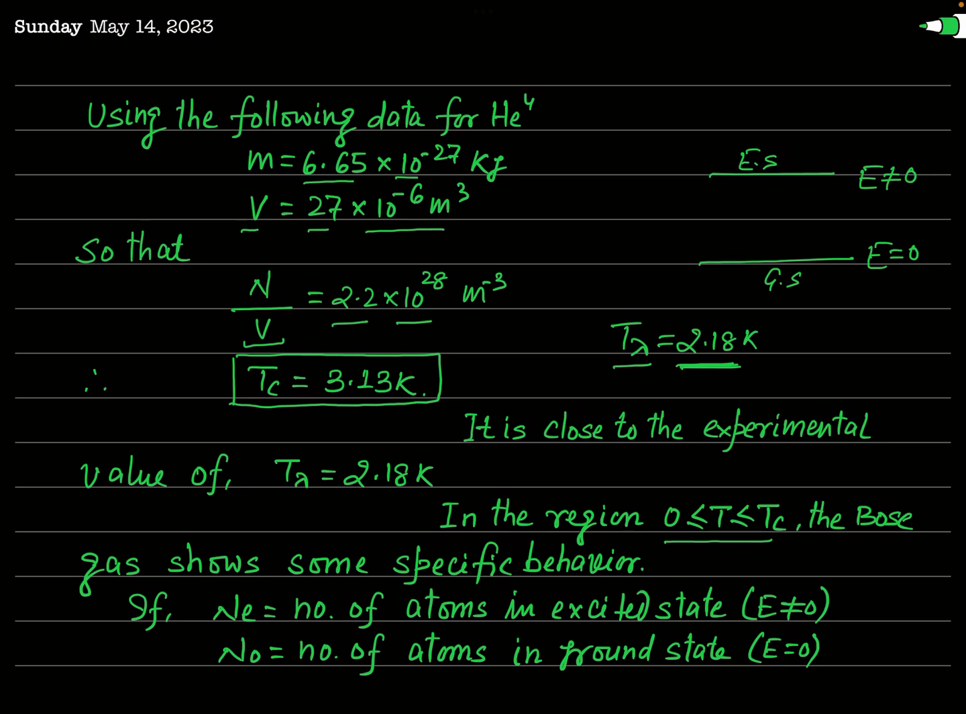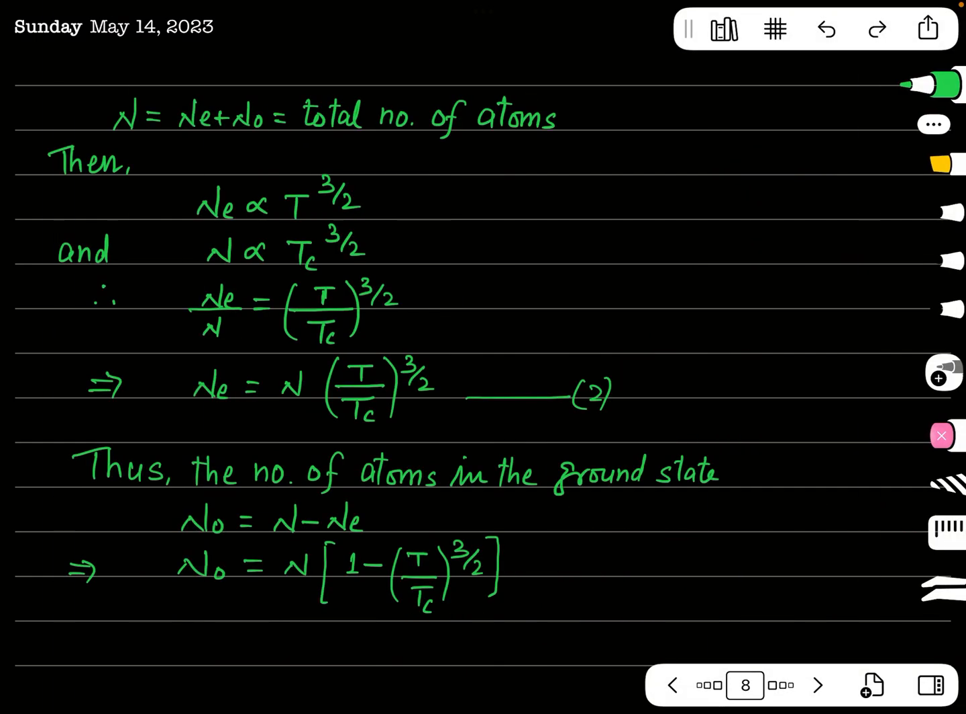Okay. So according to the ideal Bose gas model, you have studied that for a temperature T less than or equal to Tc, the liquid helium-4 may be considered as a mixture of a gaseous phase of Ne atoms in the state E not equal to 0, that is, in the excited state, and N0 particles in the energy state E equal to 0. Actually, this N0 state is a condensed state, and that actually forms the Bose-Einstein condensate.